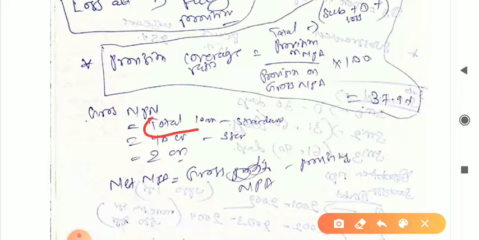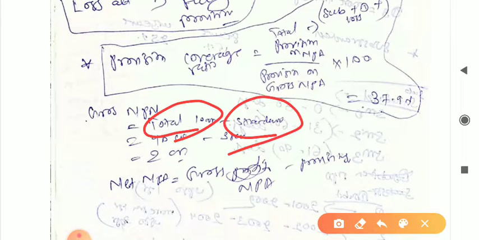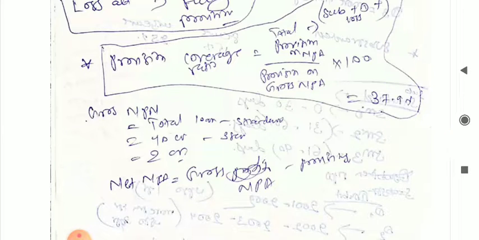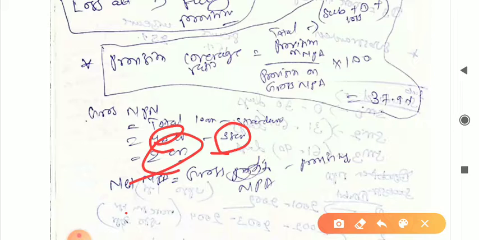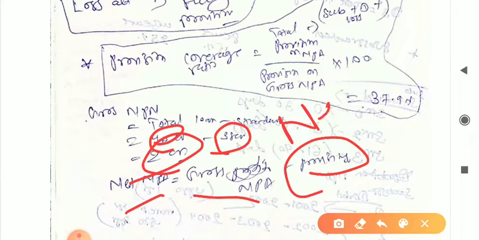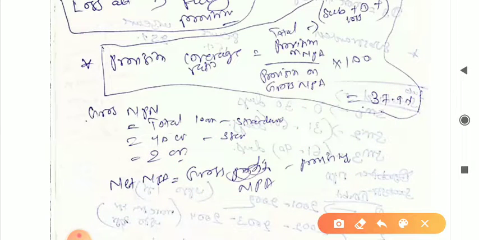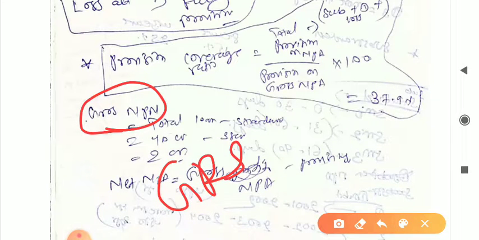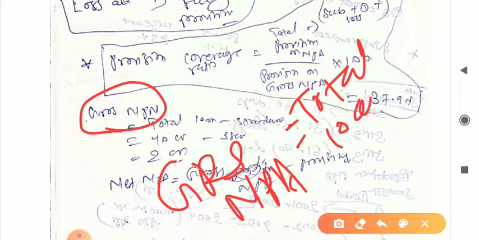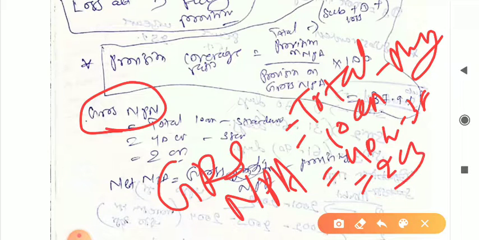So what is gross NPA? Total loan minus standard, right? If the loan is 40 crore and you subtract 38 crore as standard, then 2 crore will be the gross NPA. Net NPA will be gross NPA minus provisions. What is net NPA? Gross NPA minus provisions, right? That will be net NPA. And gross NPA will be the total loan minus standard, right? So if the loan is 40 crore, minus 38, your gross NPA is 2 crore, right?